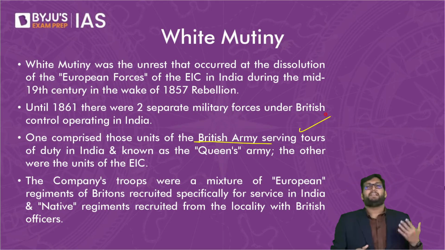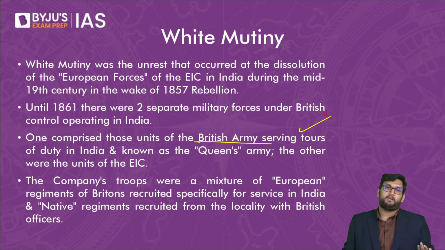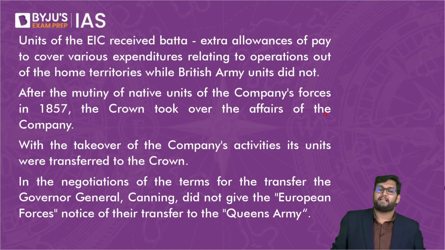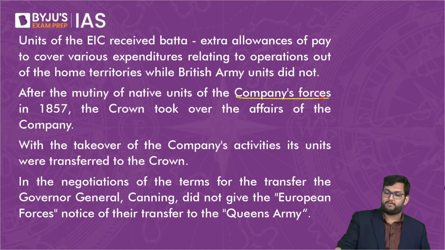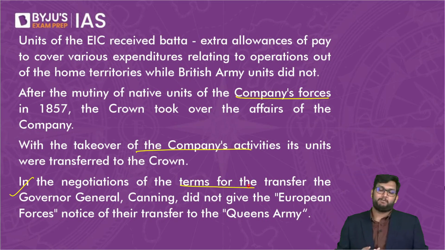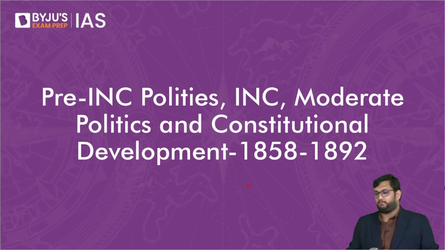It's the age-old concept, private job versus government job. Once the private job goes away and becomes a government job, the people who had the private job rebel. Now, units of the East India Company received bhatta, an extra allowance of pay to cover various expenditures relating to operations out of home territory, while the British armies did not. After the mutiny of the native units of the company forces in 1857, the crown took over the affairs of the company, and its units were transferred to the crown. In negotiating the terms of transfer, the Governor General, Canning, did not give the European forces notice of the transfer to the Queen's Army. And therefore, once they were transferred to the Queen's Army, they in turn rebelled.